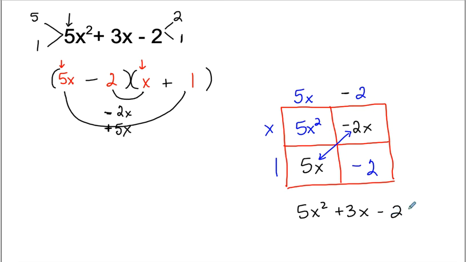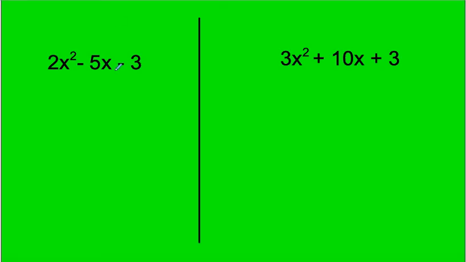All right, we're going to do it again. I wanted you to see it here. I'm not going to do the area model every time, but you can if it helps. All right, so I have 2x squared minus 5x minus 3. So I'm going to look at my factors of 2, which are 2 and 1, and my factors of 3, which are 3 and 1.